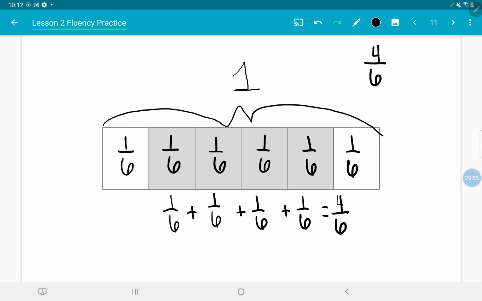Okay, how would I write that as multiplication, Harper? What's each part? 1/6. Then how many 1/6 do I have shaded? 1/6 times 4. I have 4 1/6-size pieces, and that would equal 4/6.